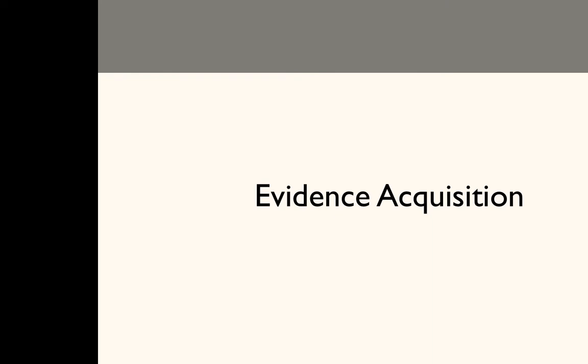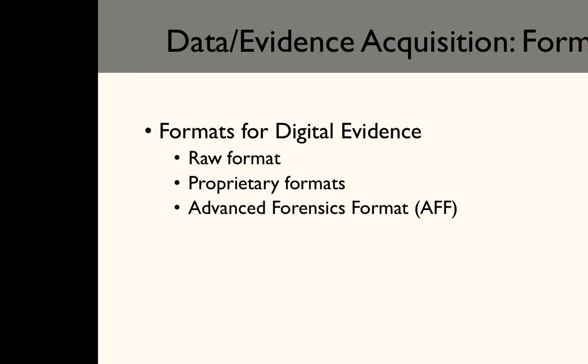So now we will start our disk forensics part. We will first talk about how we can acquire evidence from disk, some basic knowledge there. There are several formats for digital evidence. The first one is called the raw format. Basically, it's a bit-by-bit copy of the original evidence. There is no metadata, or the metadata is maintained somewhere else.